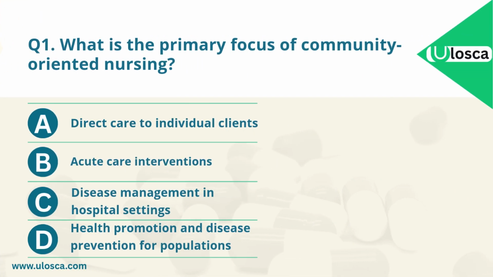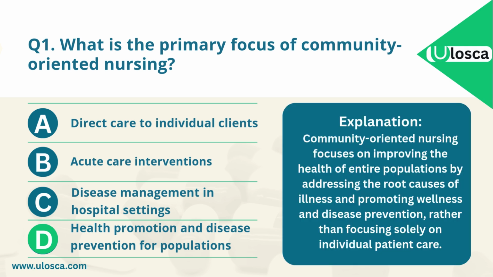The correct answer is D. Health promotion and disease prevention for populations. Explanation. Community-oriented nursing focuses on improving the health of entire populations by addressing the root causes of illness and promoting wellness and disease prevention, rather than focusing solely on individual patient care.